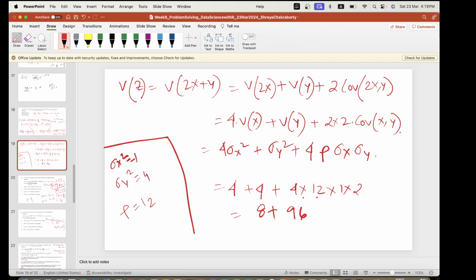Four into 12, into 1, into 2. Alright. So then this is 96 plus, whatever it is, 404. This is the variance. So this is the variance of y and variance of z.